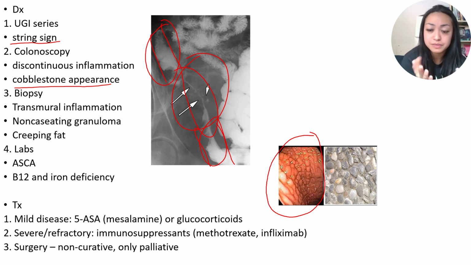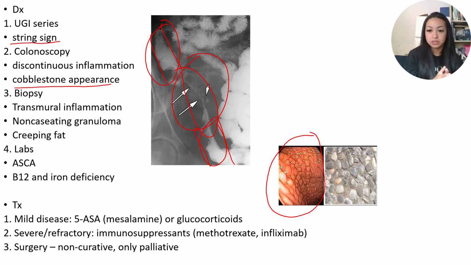In terms of labs, what kind of labs would you get to help support a diagnosis of Crohn's disease? Well, you're going to get ASCA. Typically, these patients are going to be ASCA positive. Don't think too much about it, just think ASCA positive. And obviously, because Crohn's disease can lead to B12 and iron deficiency, the labs might show B12 and iron deficiencies.